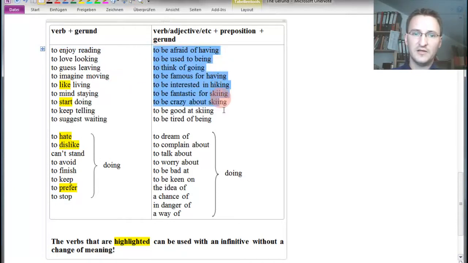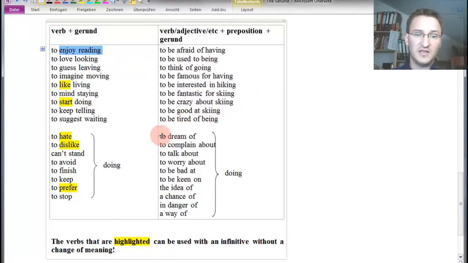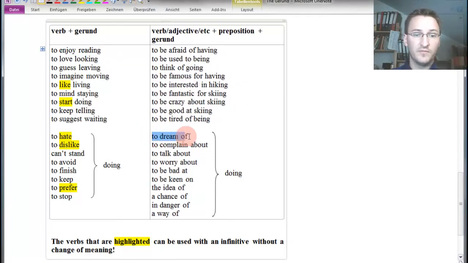And here on the right side, we've got a combination of verb, adjective, or noun plus preposition that are then followed by a gerund. So what you have to do now is study this list, and whenever you find the word enjoy in a text, for example, you know that the gerund has to follow. Peter enjoys reading a book. Or let's take the dream of. To dream of flying. I dream of flying every day.